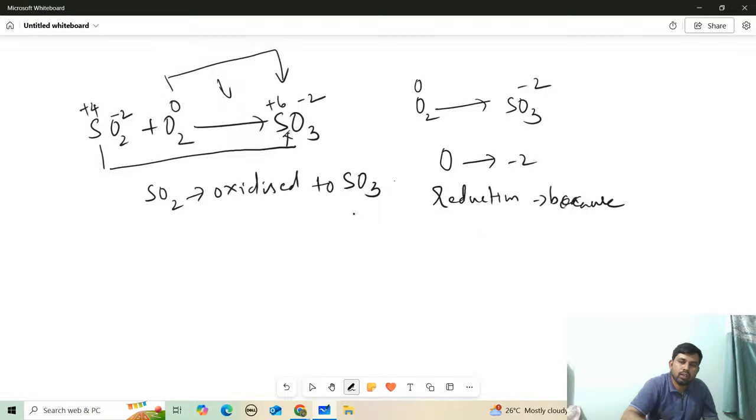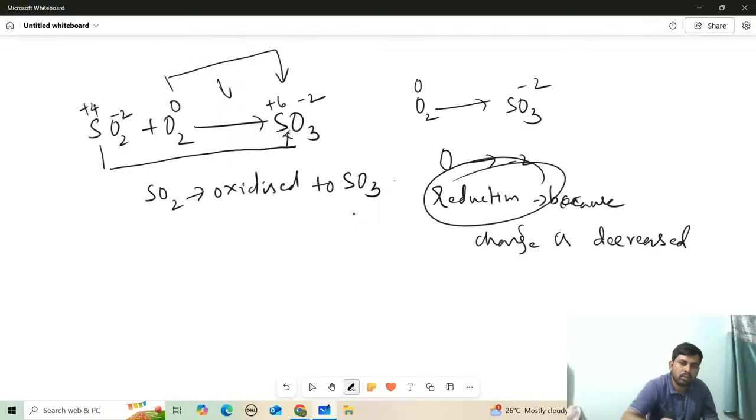Reduction, because the charge is decreased. So decreasing the charge is called which process? Reduction process. Okay. Now let us see one more example.